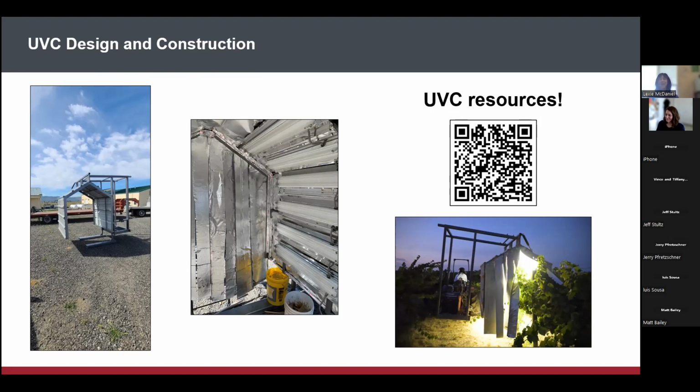But we just want to have it open source, people be able to play around with it, do what they want. But also my caveat with that is wear PPE, and there is information about PPE and how to protect yourself against UVC light in those resources.